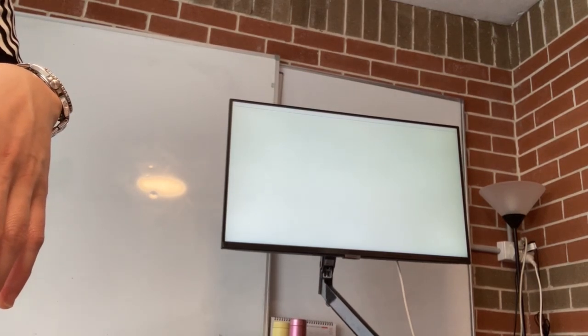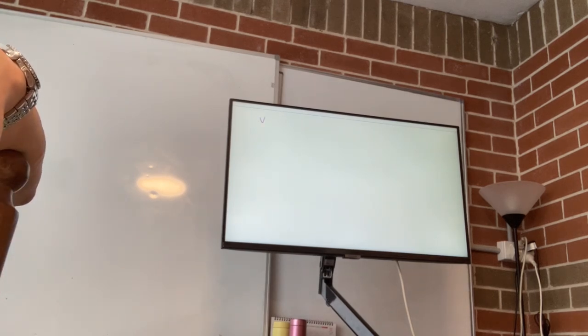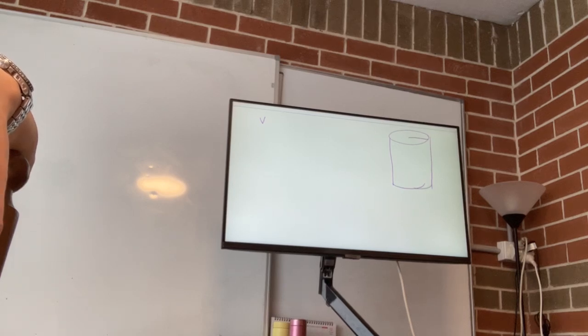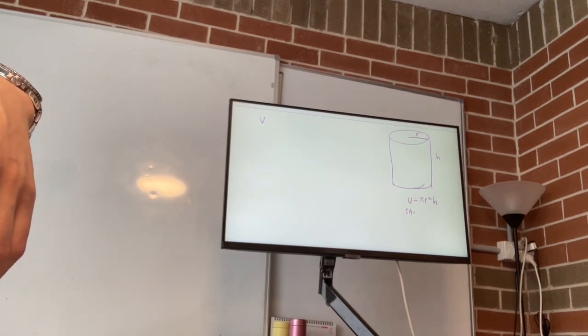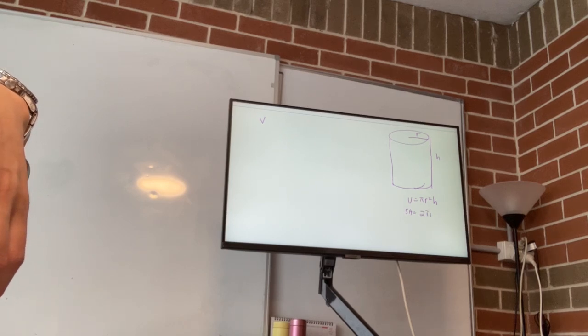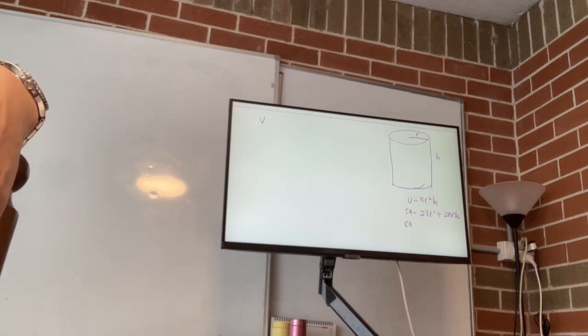Is this a cylinder? What is the cylinder's volume? The volume is the area of the base times the height, because it is a prism. So the volume equals pi r squared h. If it is a closed cylinder, the surface area equals top and bottom, which is 2 pi r squared, plus 2 pi r h. If you have an open one, the surface area will be pi r squared, because it's only the bottom, and then the side.